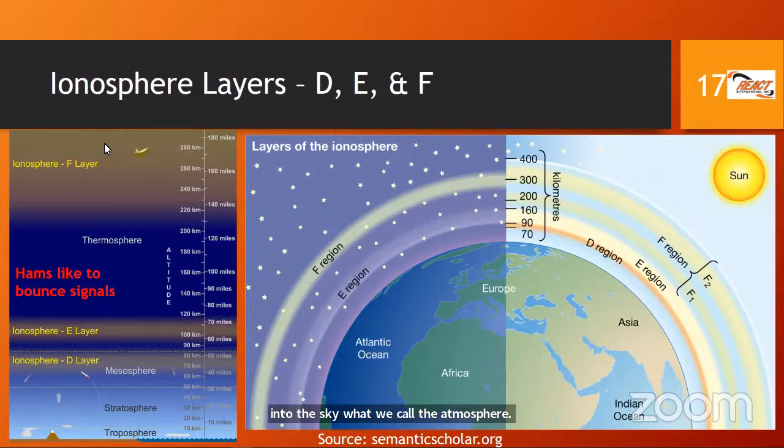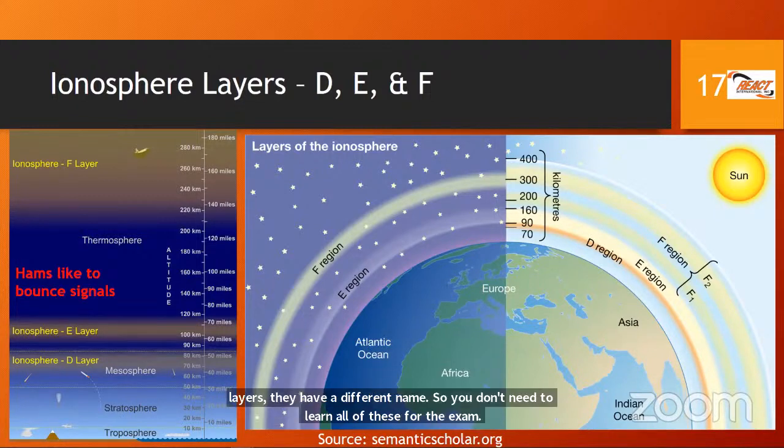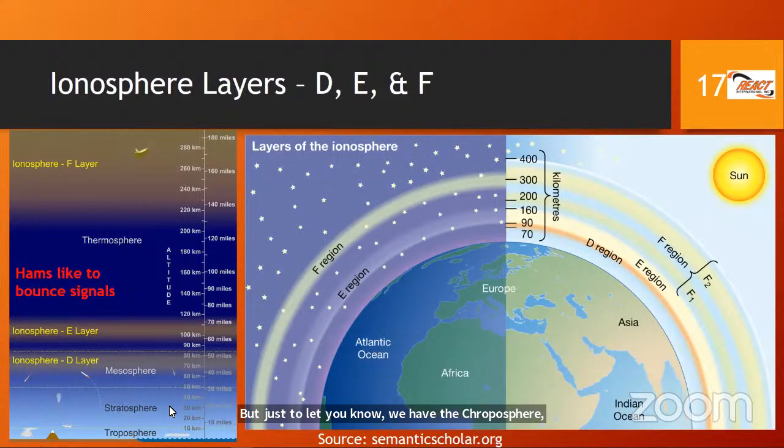But if we were to look on the left-hand side here, we are looking at the height above ground level or sea level. So when we go up, there are different names to the levels. So this is the ground level or sea level. And when we look up all the way to the sky, all the way to space, we will see that there are different layers. You have clouds at the different layers, but each of the layers has a different name. So you don't need to learn all of these for the exam, but just to let you know, we have the troposphere, which we'll talk a bit more about. There's the stratosphere, there's the mesosphere, there's the thermosphere, and we have a couple of layers called the ionosphere.